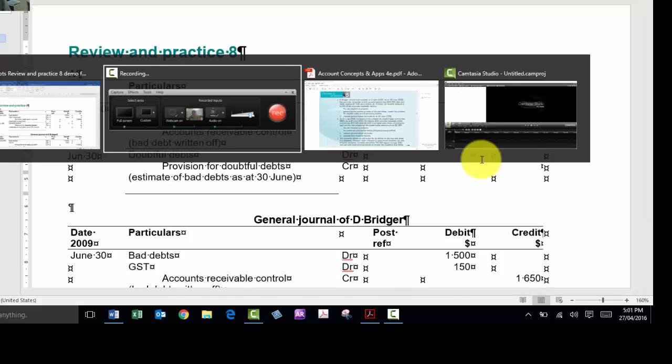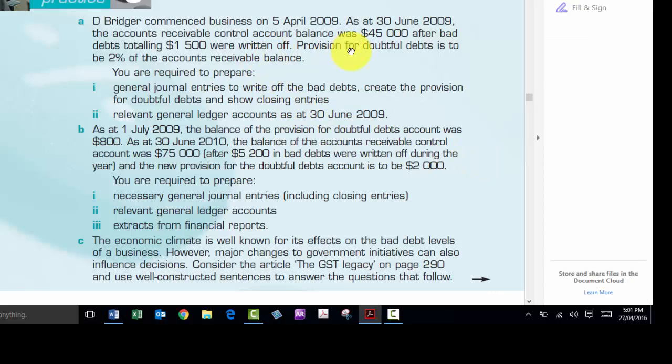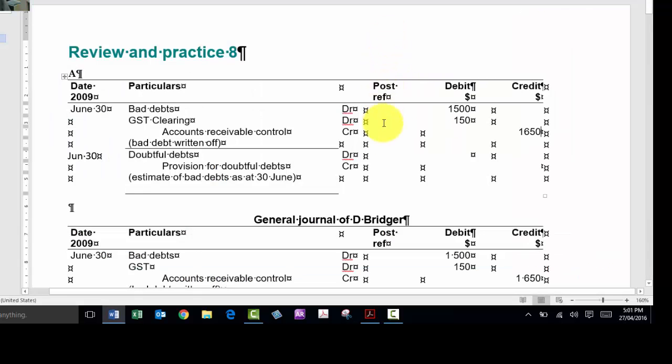In the second part, we have to provide a new provision for doubtful debts, which is calculated as 2% of $45,000, which is $900. The entry that we make is as follows. We're going to have $900 doubtful debts, which is an expense, and we're going to have this new account called provision for doubtful debts, which is a credit to that account. And I'll show you later how that looks in the balance sheet.